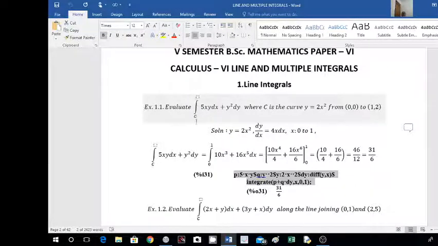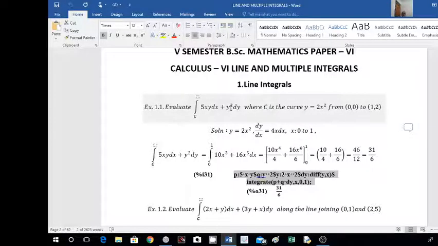Evaluate the integral over C, where C is the curve, of 5xy dx plus y square dy, where C is the curve y equal to 2x square from (0, 0) to (1, 2). This is the point A, this is the point B on the curve, where x ranges from 0 to 1, and y ranges from 0 to 2.